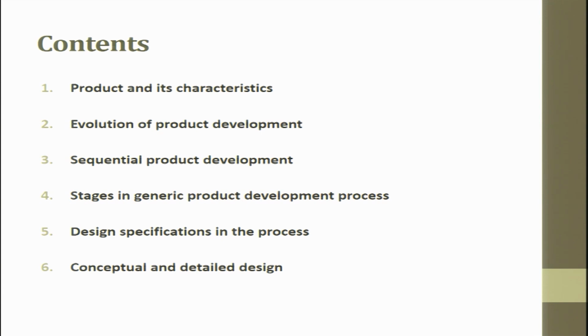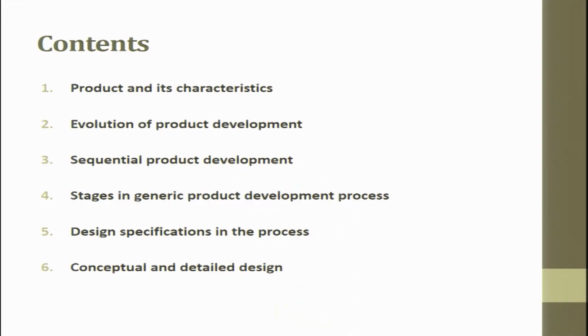So, now let us get back to the discussion. This lecture is going to be on product design and development. So, here the content of the lecture is going to be product and its characteristics. We will see the evolution of product development, sequential product development, stages in the generic product development process, design specification in the process, and conceptual and detailed designing.